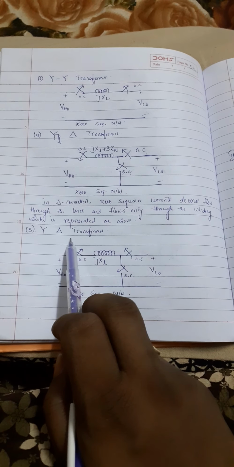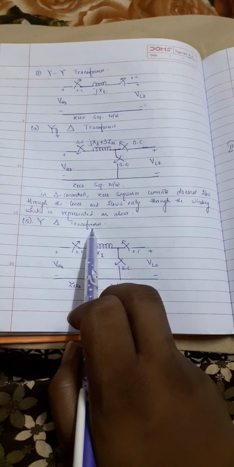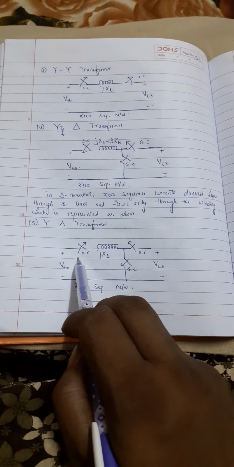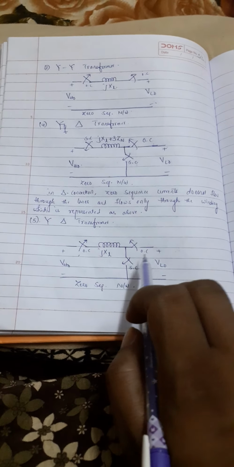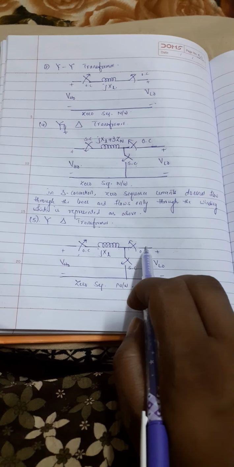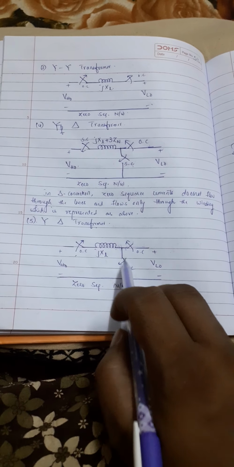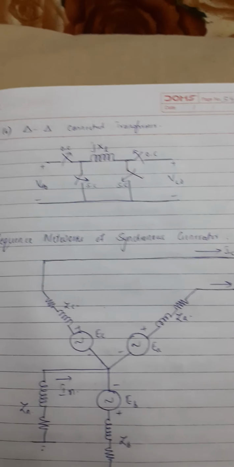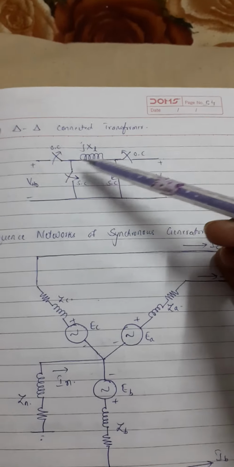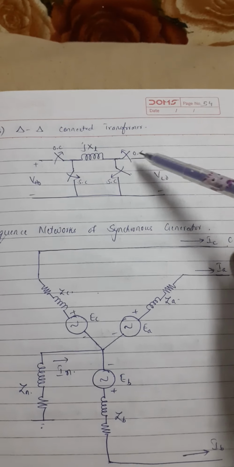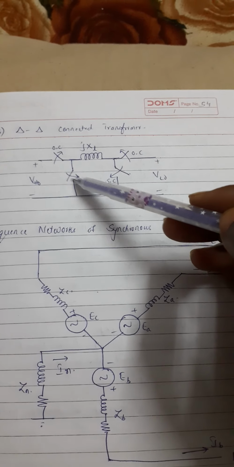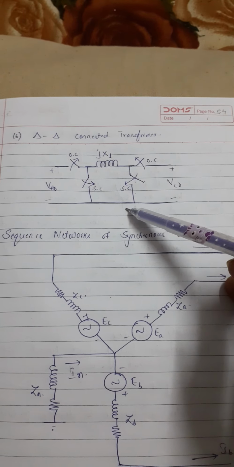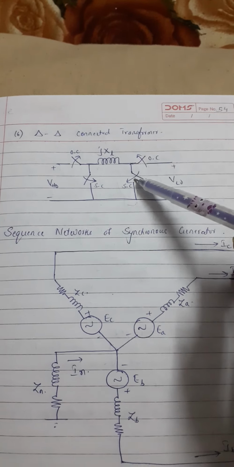Now coming to star delta transformer. In star, there is no neutral path, so it acts as open circuit on the high voltage side. And coming to the delta, there is no current flowing through the line but it flows within the winding, so this becomes the short circuit. And the next case is delta delta connected transformer, where these two will be open circuit and the currents will flow only through the windings on both the high voltage side and the low voltage side. That's why these two are short circuited.